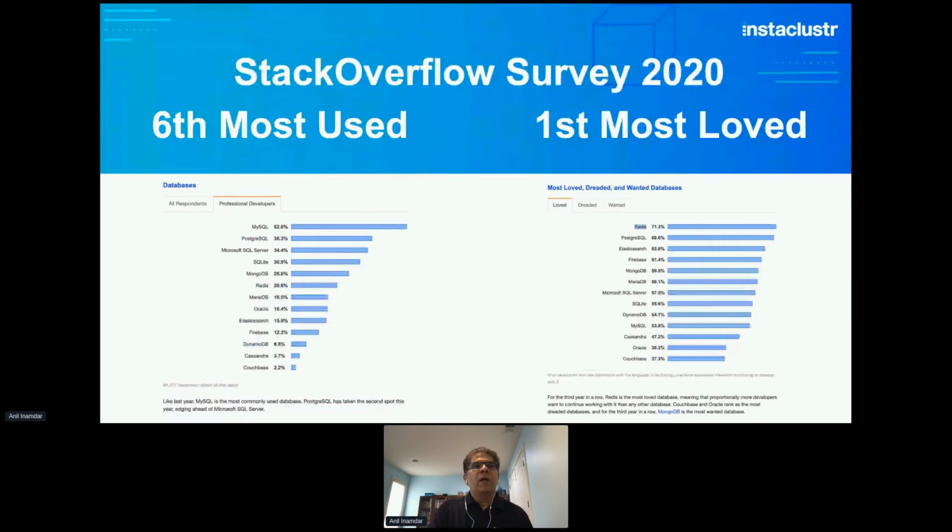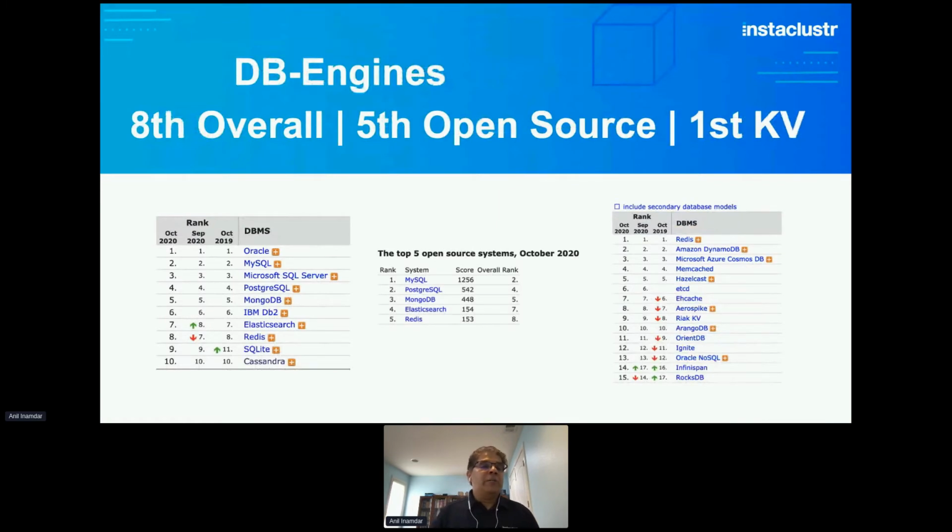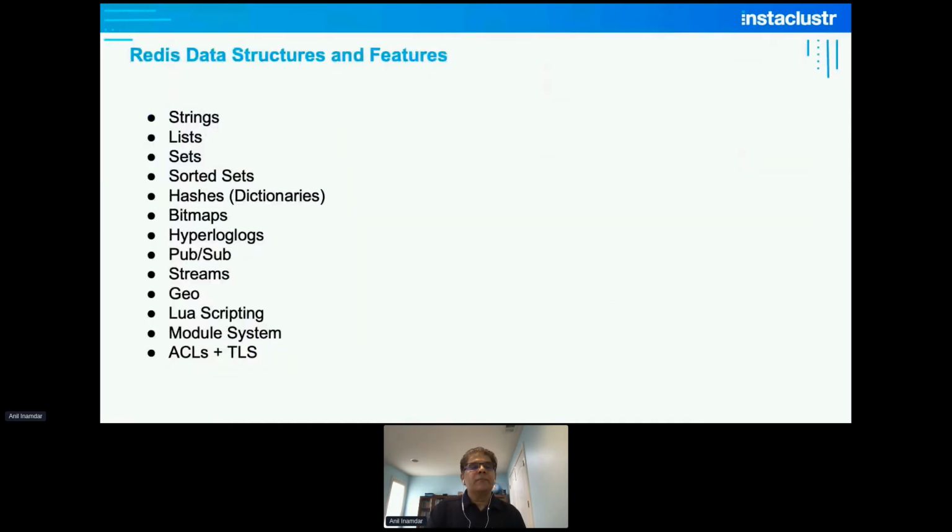These are some of the statistics that I've collected. This is the Stack Overflow Survey of 2020. In that, Redis is the 6th most used database, and it is also the 1st most loved database. This is another survey by DB Engines. In terms of database management systems, it is ranked 8th overall. When you look at only the open source database management systems, it's 5th. And if you look at only the open source key value stores, it is number 1. This is an extended list of data structures and features. We talked about strings and lists already, but there are a few interesting ones like HyperLogLogs and geospatial.